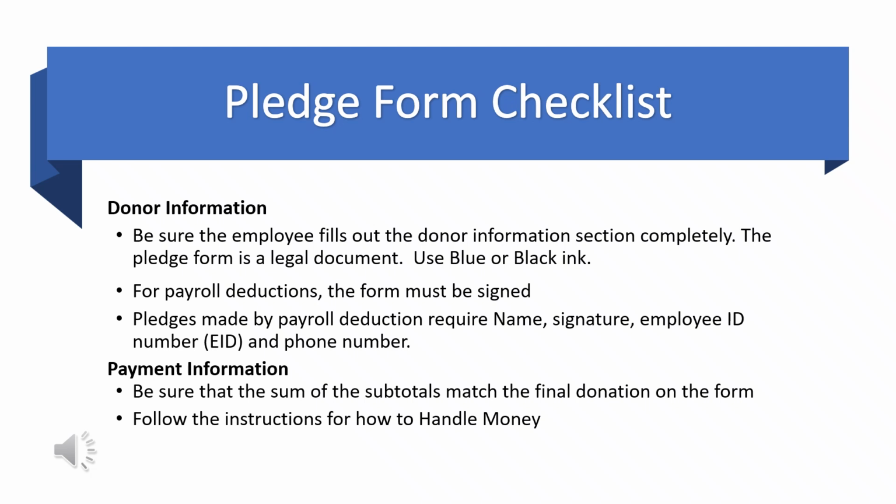For donor information, be sure the employee fills out the donor information section completely. The pledge form is a legal document, so use blue or black ink. For payroll deductions, the form must be signed. Pledges made by payroll deduction require their name, signature, employee ID, and a phone number. For payment information, be sure that the sum of the subtotals match the final donation on the form. Always check the math. Follow the instructions for how to handle money to turn in your donations.